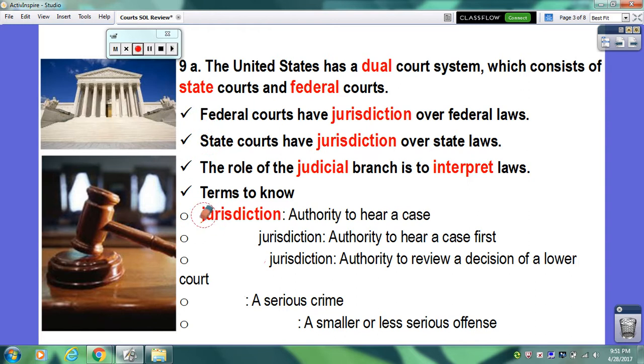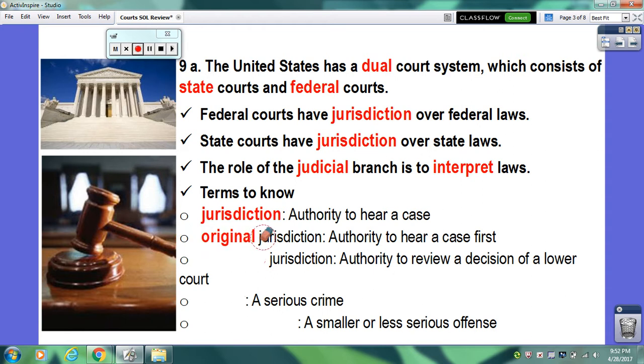If you commit a crime that only takes place in a state, like for example the state of Virginia, you will go to a state court. If you commit a crime and that crime is committed in multiple states, let's say a crime is committed in Virginia and North Carolina and South Carolina, you would go to a federal court since you committed a crime in more than one jurisdiction. So there's a couple of different kinds of jurisdictions.